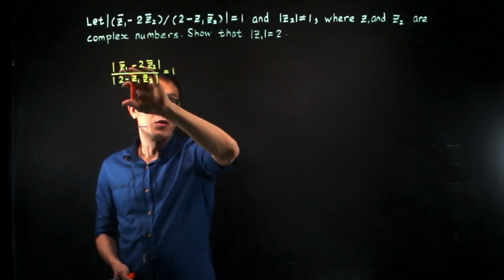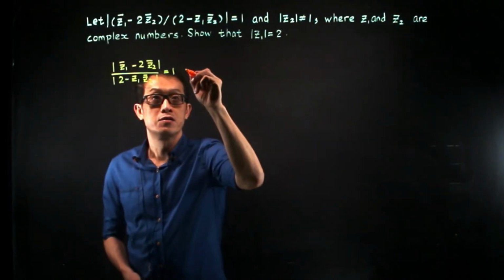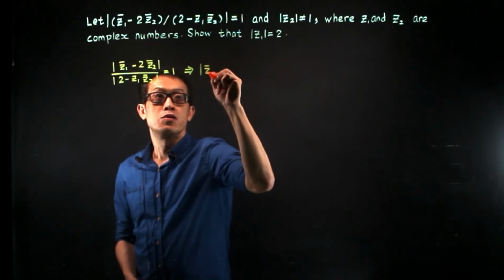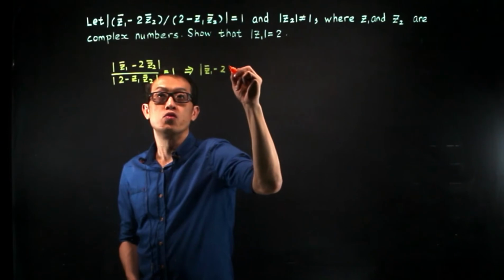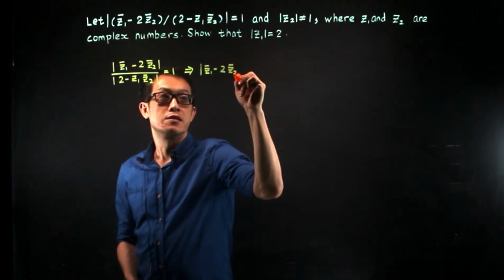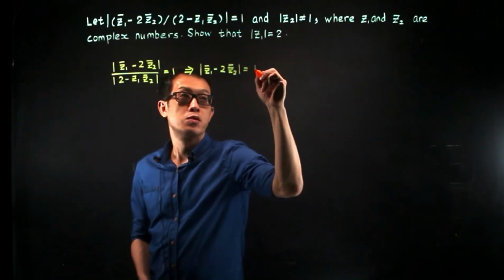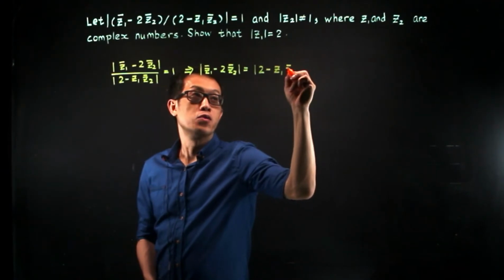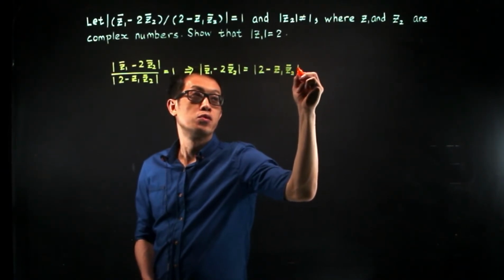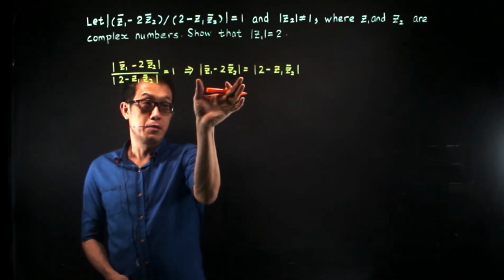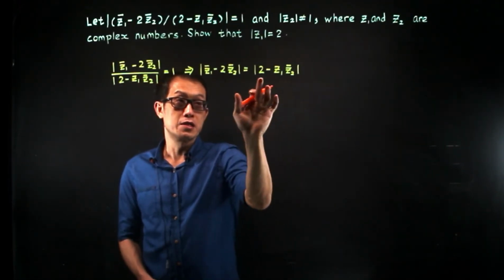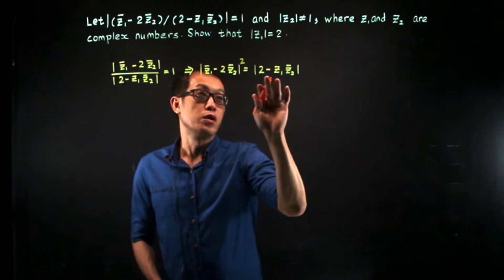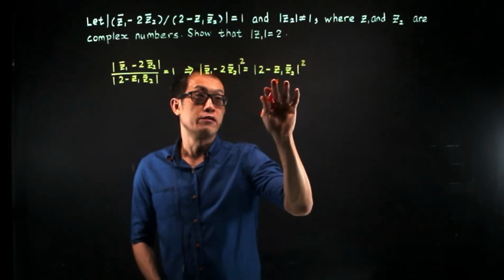Now I can do a cross multiply, all right? So this implies the modulus of conjugate z1 minus 2 times conjugate z2 will be equal to the modulus of 2 minus z1 into conjugate z2. Now you notice that the modulus of this complex number will be equal to the modulus of this complex number, which means that the modulus squared of this will also be equal to the modulus squared of this complex number.